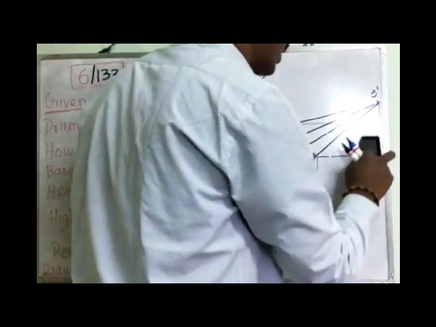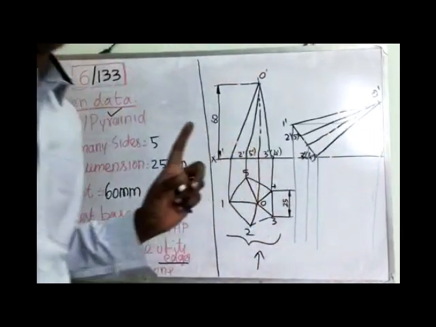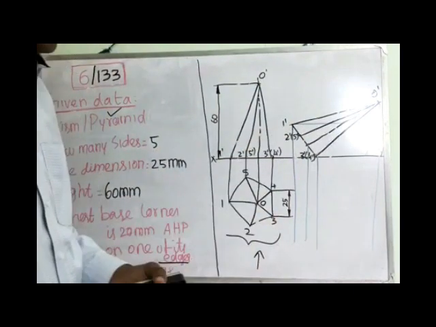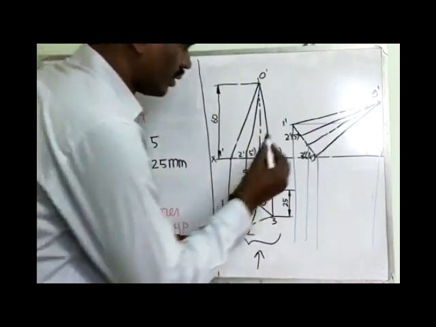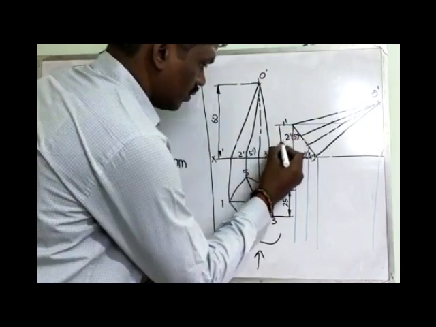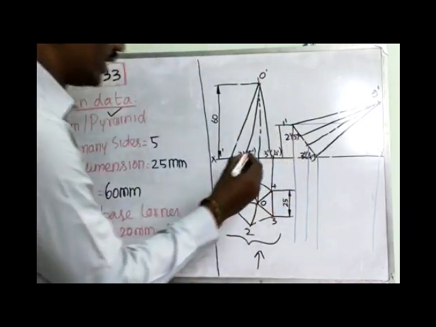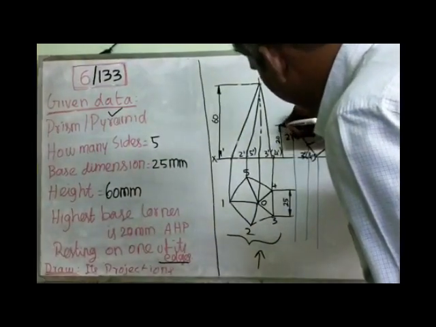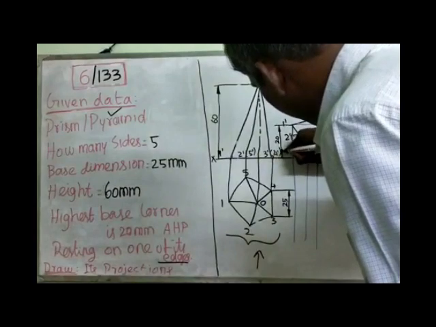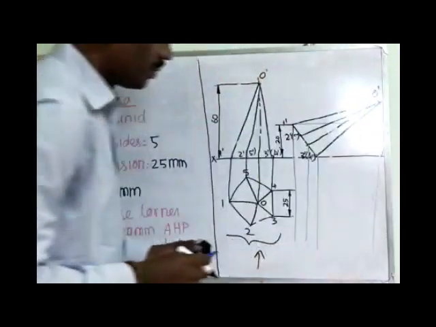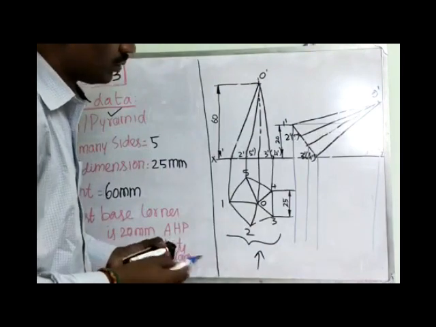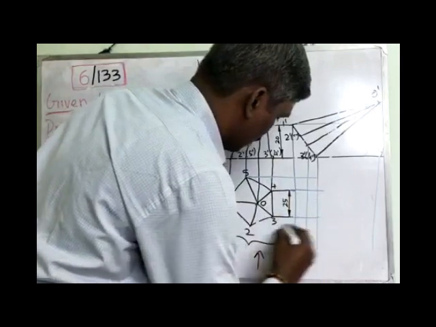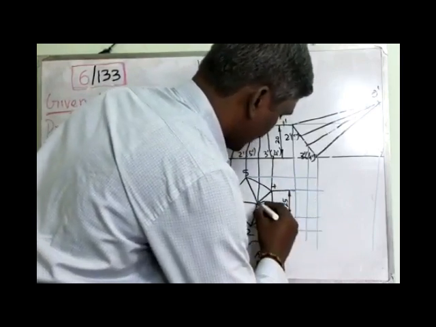So you have to represent all the dimensions. Here the axis is inclined to HP; instead, the highest base corner is 20 millimeter above the HP. Here also you represent 20 millimeter. So from these two shapes, you project all the points. The apex point you project here.